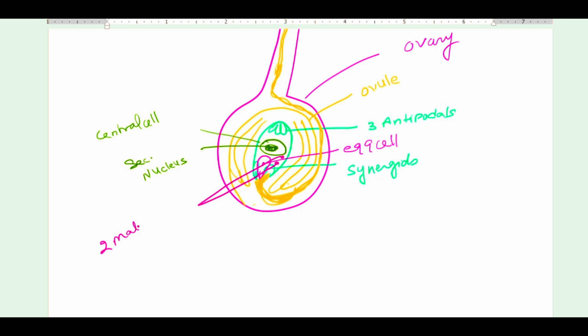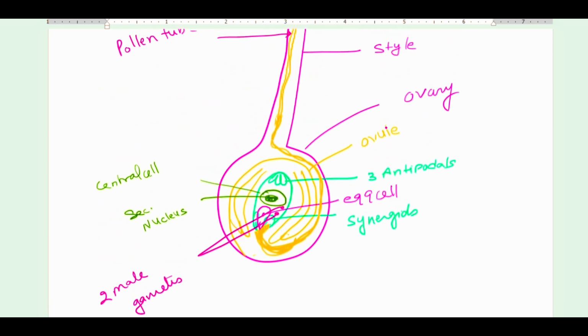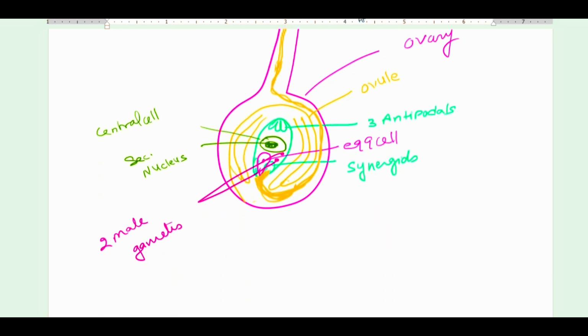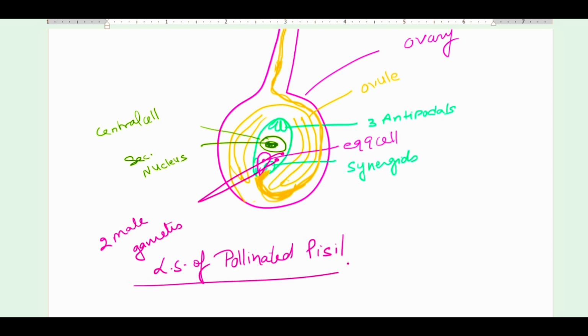So when you are drawing the diagram and labeling them together, it's not that difficult to understand, and you will not forget any of the labeling while drawing the diagram. So in the exam, whenever you are drawing a diagram, try to label each and everything so that it will be a complete diagram. And at the end of the diagram, never forget to mention the name. What we have drawn here is a longitudinal section, LS, of a pollinated pistil, or a pistil showing the germination of the pollen tube.